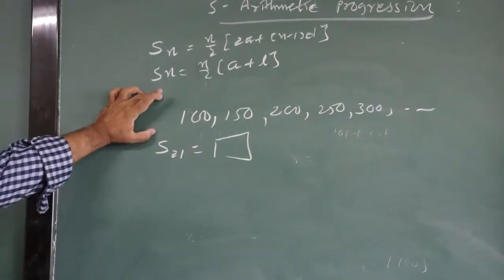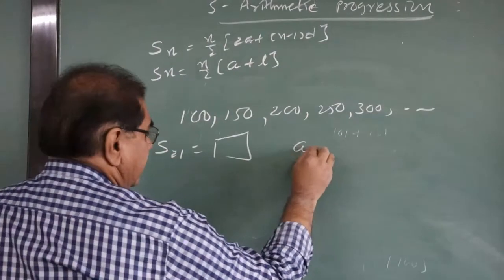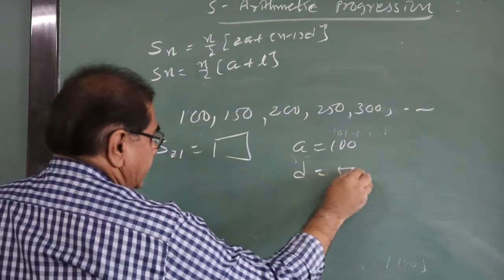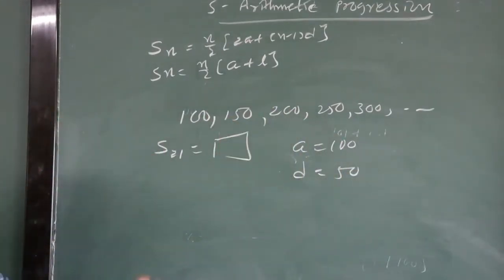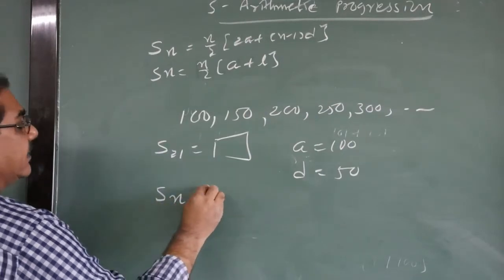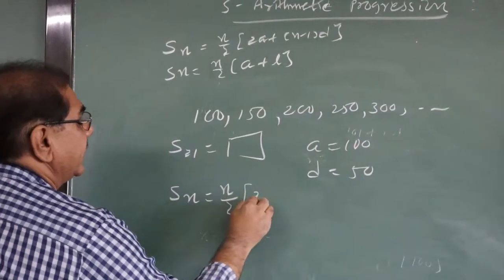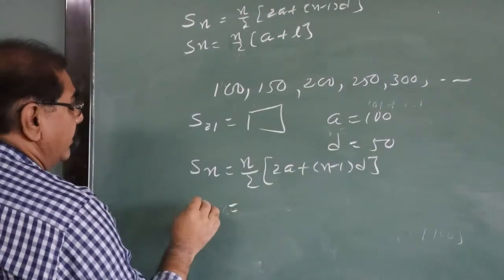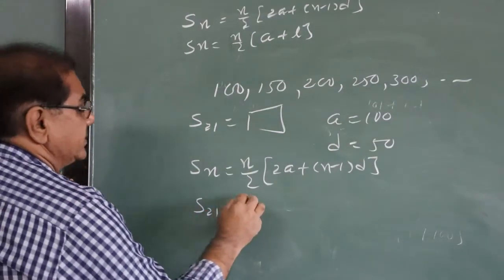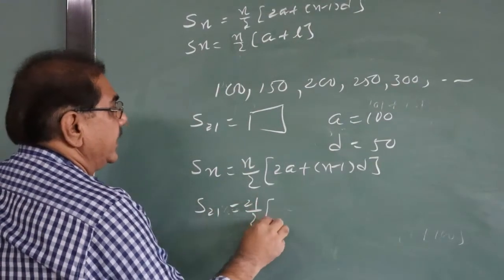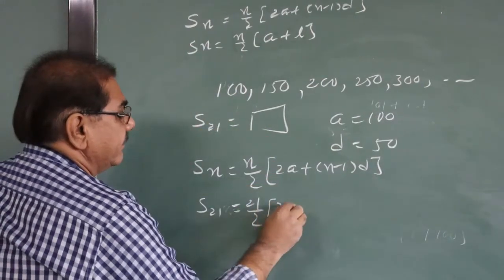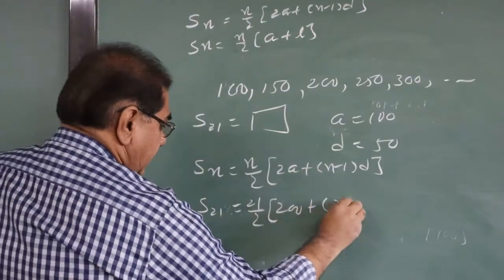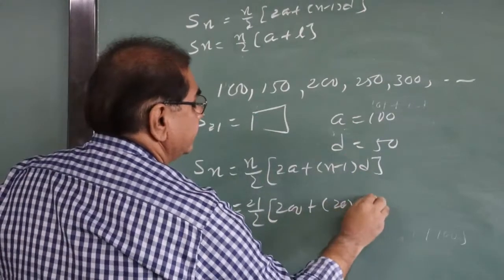Very clearly you can see the first term is 100, so a is equal to 100. The difference is 150 minus 100, which is 50. And we know the formula for Sn. I write the formula first: Sn is equal to n by 2 into bracket 2a plus n minus 1 into d. I want to find S21. So it is 21 upon 2, n by 2, into bracket 2a, 2 times 100 is 200, plus n is 21, 21 minus 1, 20. The difference is 50.